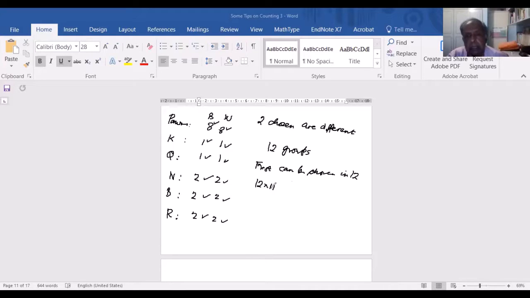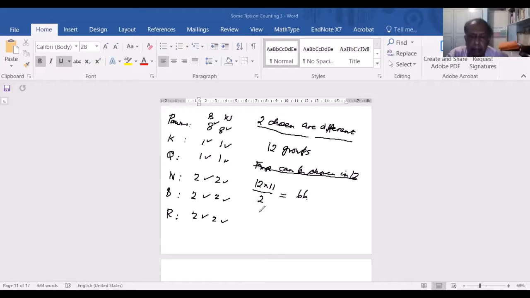Right, but this is really choosing 2 from 12. So it's 12 times 11 over 2. I shouldn't say this. This is not what you're going to do. This is a choice. This is not a permutation. So you're going to choose 2 from 12, and the answer is 12 times 11 divided by 2. Now that is if the 2 chosen are different.